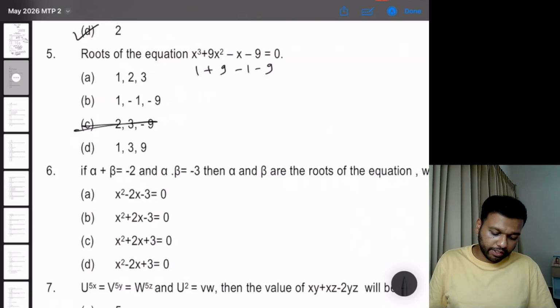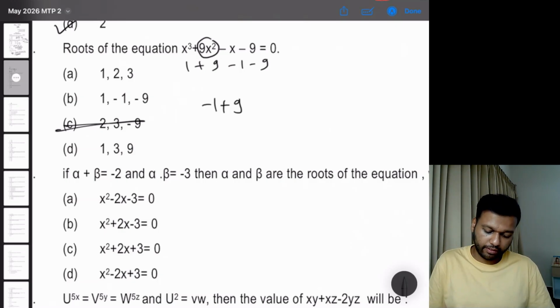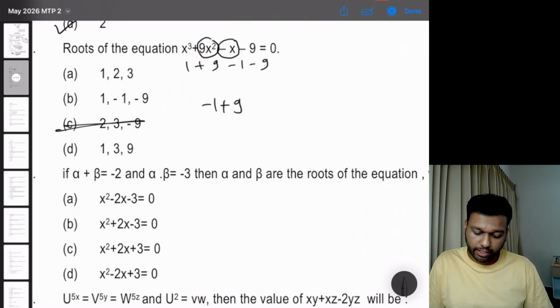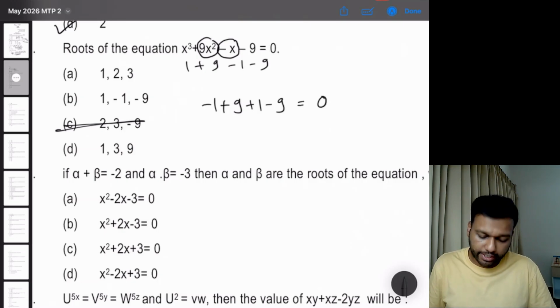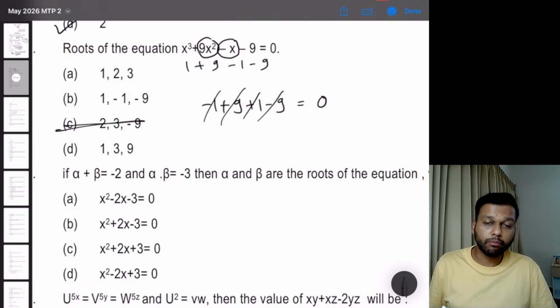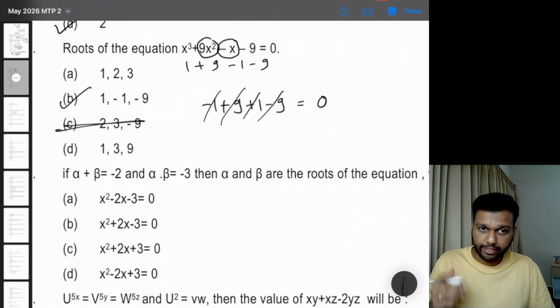Let's see if minus 1 is working. So minus 1 cube will be minus 1, plus 9 into minus 1 square will be plus 1. So 9 into 1 is 9. Minus x, that means minus minus 1, that is plus 1. And minus 9 is equal to 0. Let's check. Plus 1 minus 1 plus 9 minus 9. So that is correct. That means B is the correct answer. We don't need to check anything else.